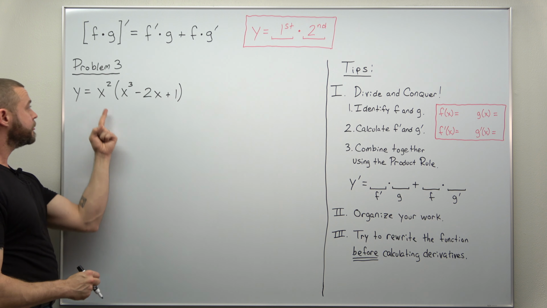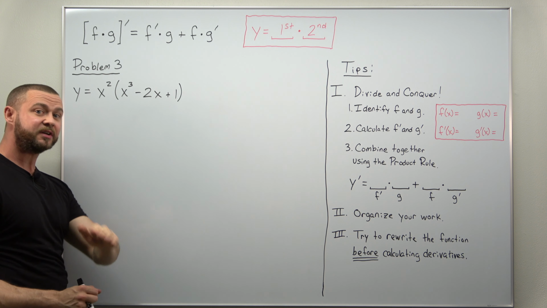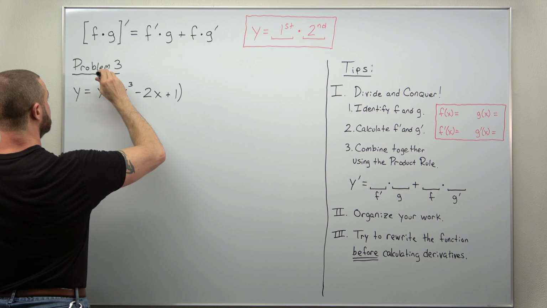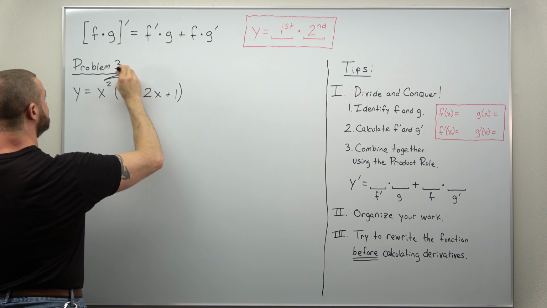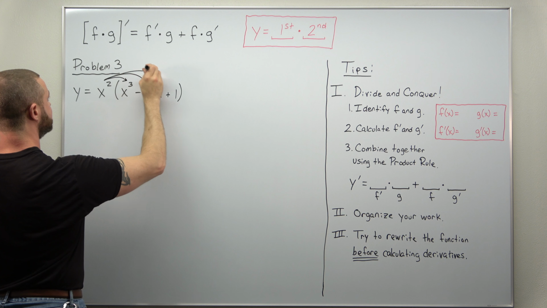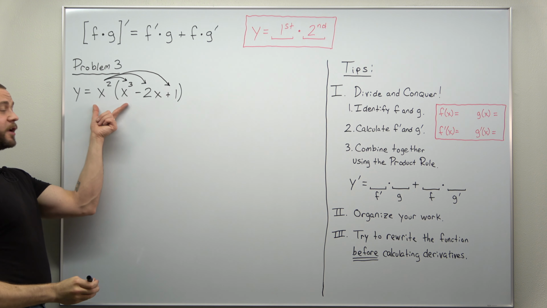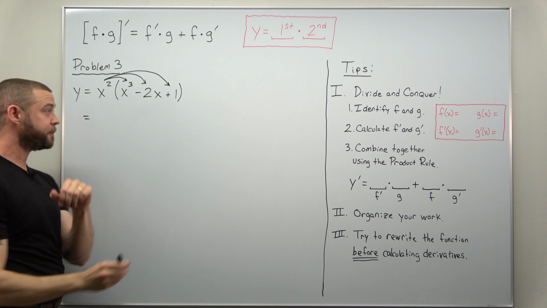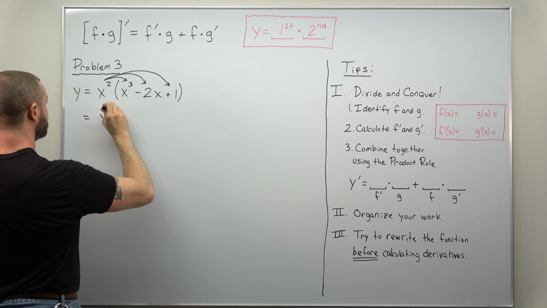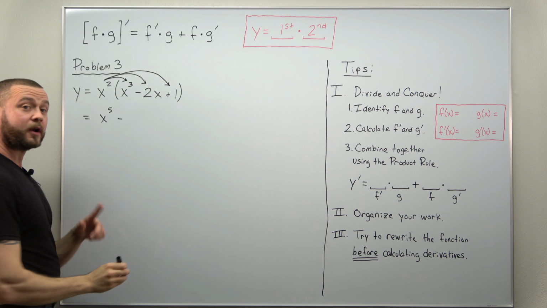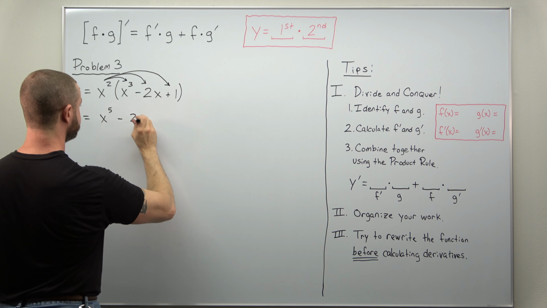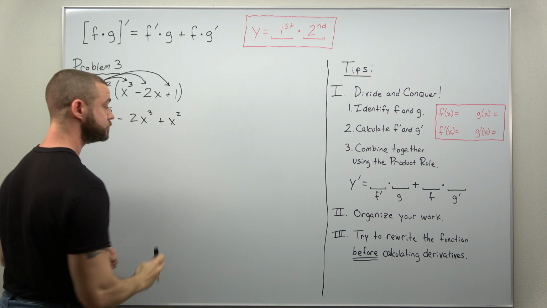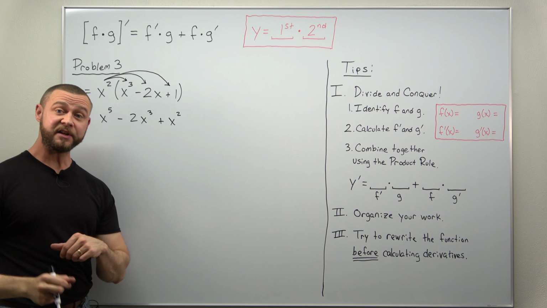And just be careful, when you multiply powers of x, you add their exponents, you don't multiply them. So always good to be aware of those common algebraic errors in the beginning of Calculus 1. So here, when you multiply, add your powers, you're going to get x to the 5th power. Distribute in, we're going to get minus 2x cubed, and then plus x squared. And at that point, this is a basic polynomial.